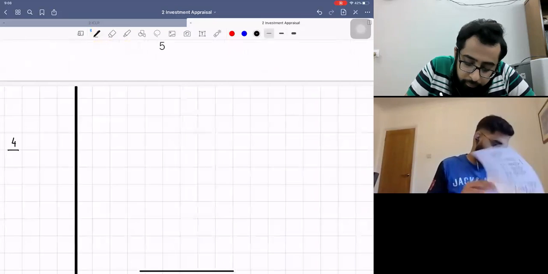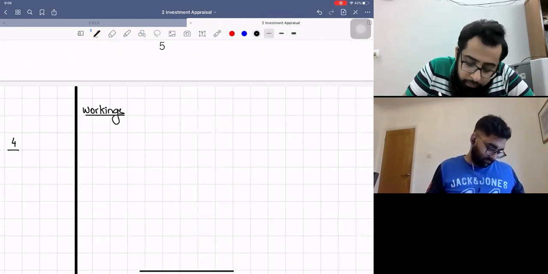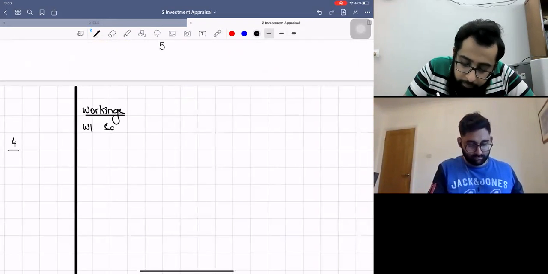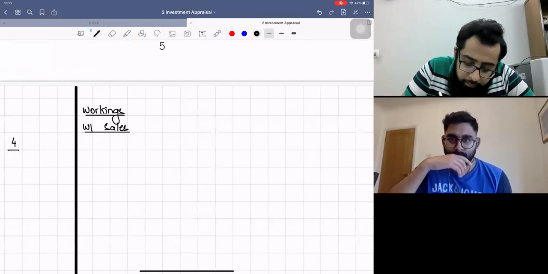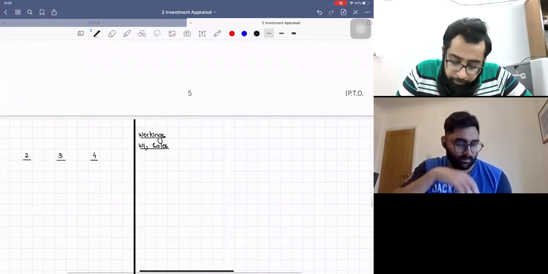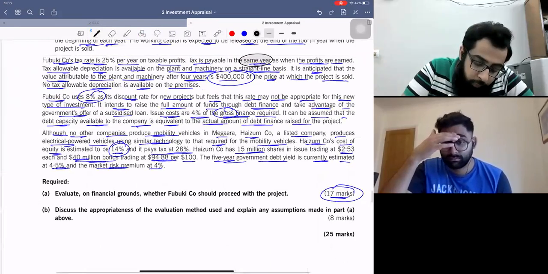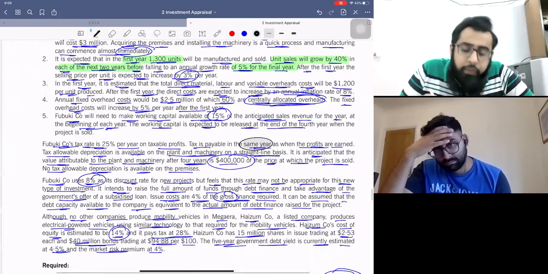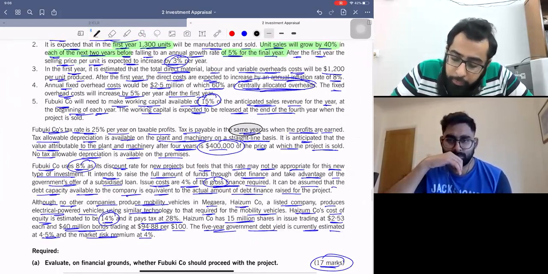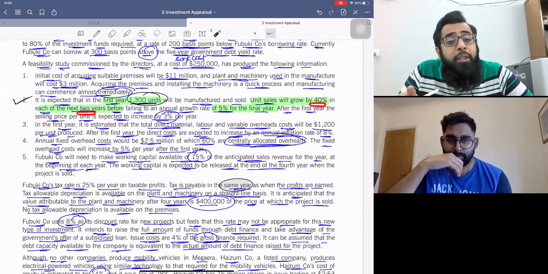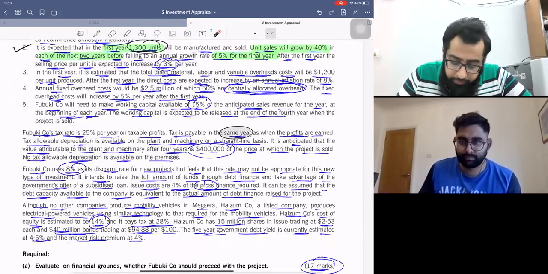Sales, working one. Now there was some complex data relating to the sales. If you look at note number 1 and note number 2, there will be 1,300 units in the first year, and the unit sales will grow by 40% in each of the next 2 years. So first of all, let's put the sale units.